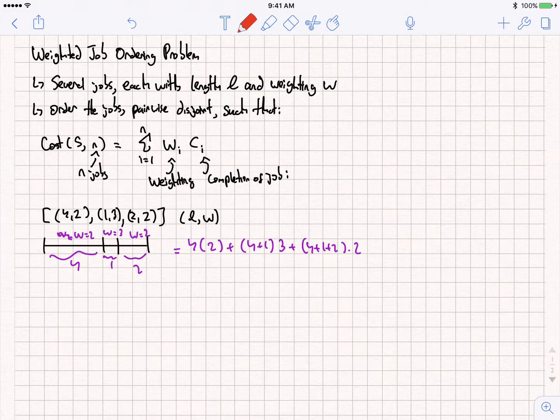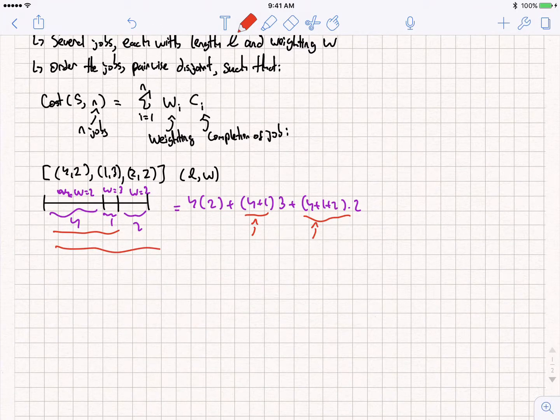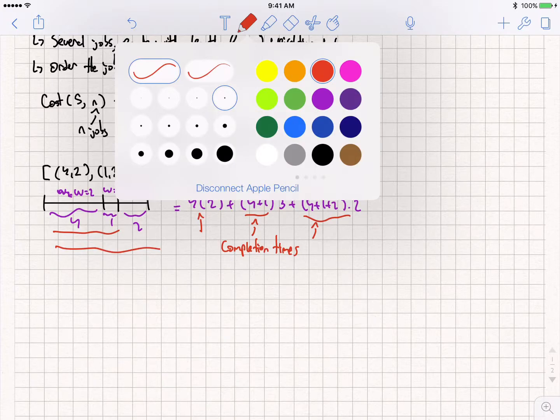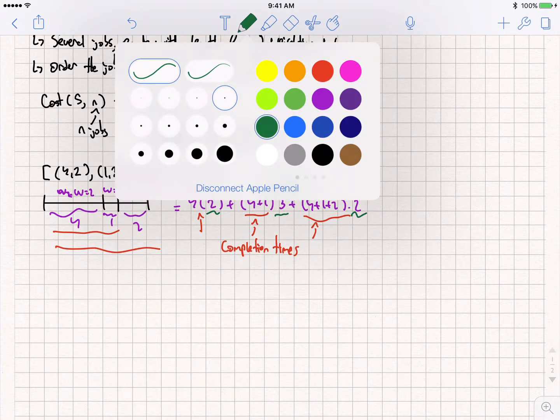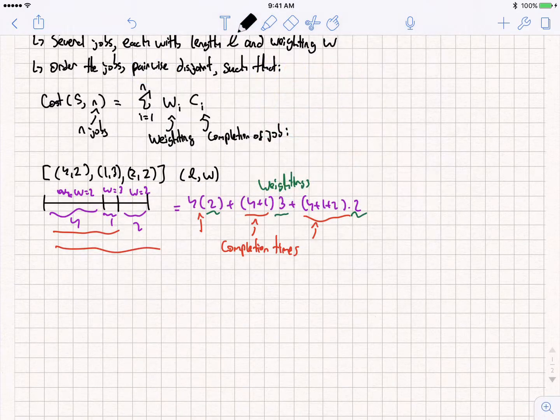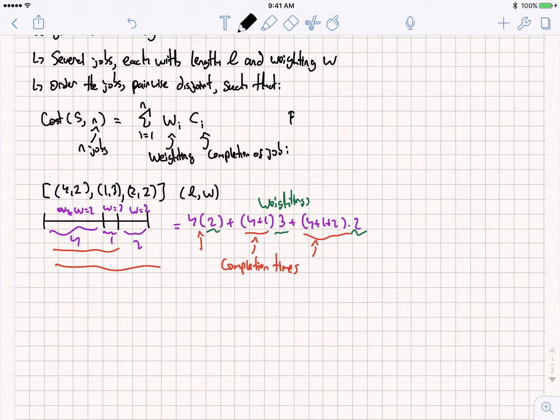We get these weightings from the fact that these are the summations over the completion times, and the ones over here in green are the weightings. So the idea is to minimize this cost. We want to find S to minimize cost of S.